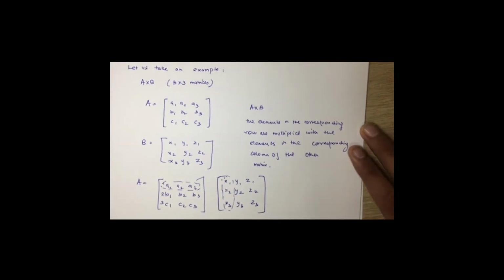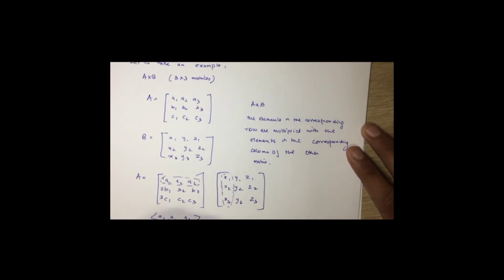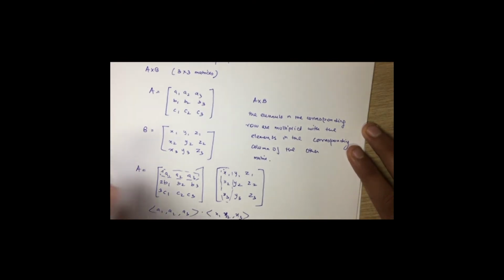So now what we do is we take our first row, and then we multiply it with the corresponding elements in the first column. As we see, we keep on adding them as if they were dot products. It is the same as having a dot product of vectors A1, A2, A3 and X1, X2, and X3. The dot product of these gives us A1x1 plus A2x2 plus A3x3. So this will serve as the first element in our C matrix, which is C equals A into B.